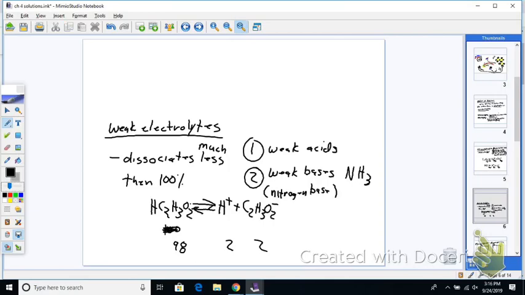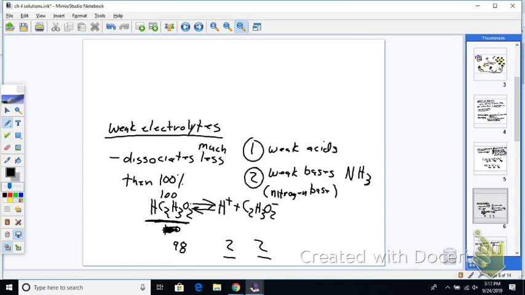So I start out with 100, and at the end, after I pour it in the water, I'll have 98 of these. And I'll just have 2 ions of hydrogen and acetate, about. It has what's called about a 1.8 percent dissociation. This means about out of 100, 2 will come off.